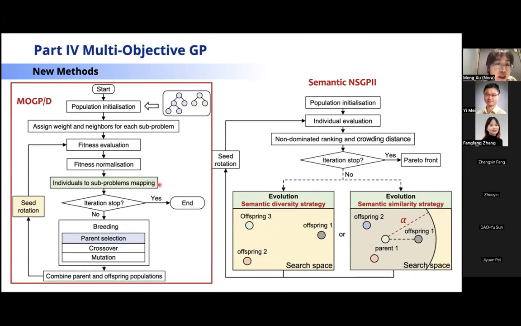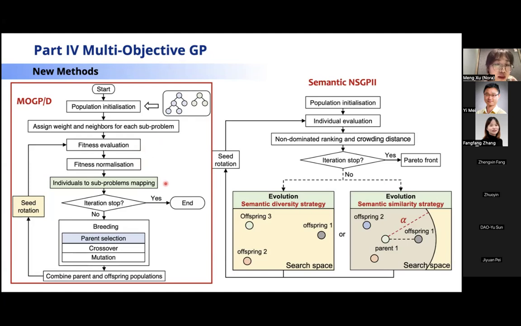For this method, all the processes are quite similar to MOEA/D. We need to divide the problem into different sub-problems by assigning weights and neighbors, and we also do fitness evaluation. Because different objectives might have different ranges, we do fitness normalization. A novelty here is that we propose an individual-to-sub-problem mapping strategy.